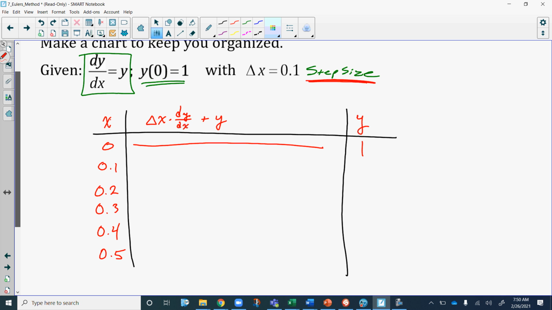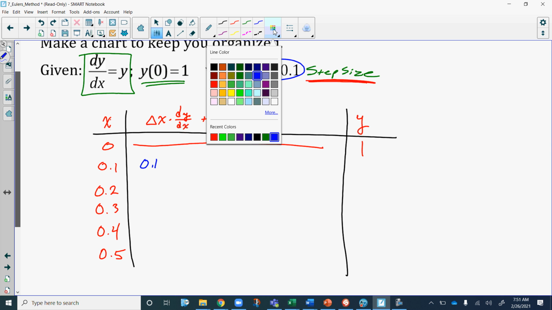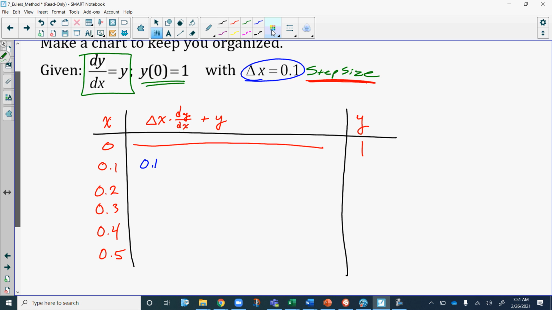So let's try to color code at least this first one. Let's look at delta x. Let's do delta x here in blue. Delta x is always going to be the same. It's always going to be 0.1. And it's going to be multiplied by, let's do green here for the differential equation. Now the differential equation in this case, dy/dx, is just equal to y.